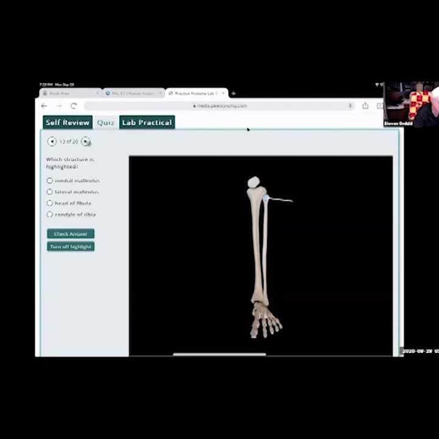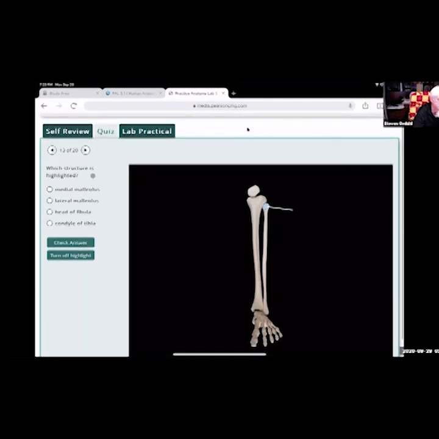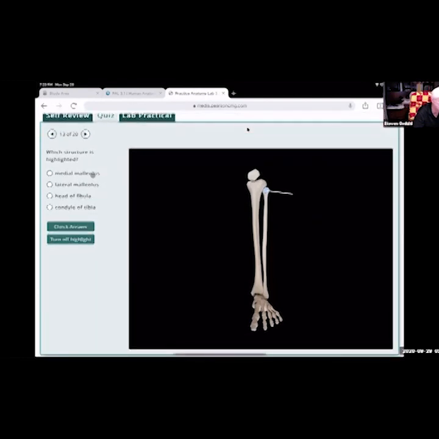What structure is highlighted there? That's on the foot, patellar bones here, and the fibula. That's the head of the fibula. Here's the tibia bone, and there's a fibula behind that. And the malleoli are the ankle notches, the ankle bumps, down here.